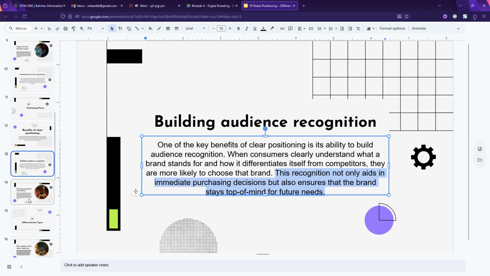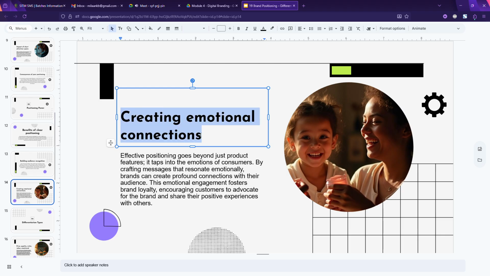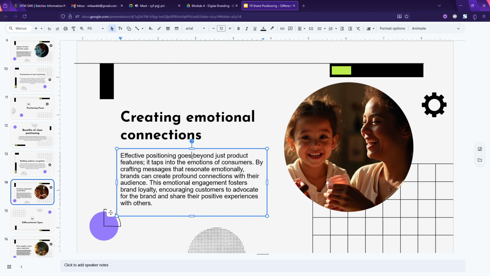When we are positioning ourselves, there's also creating emotional connections. So there's the rational and the emotional. Rational is the practical, and emotional is where we are connecting to our audiences emotionally. Effective positioning goes beyond just product features; it taps into emotions of consumers. A big player is Nike. Nike has created an emotional connect with its audience through its marketing. Adidas has been doing the same, but Adidas is not so high on marketing campaigns. They are doing it differently.